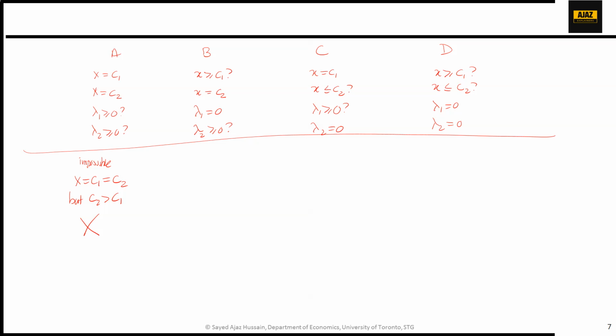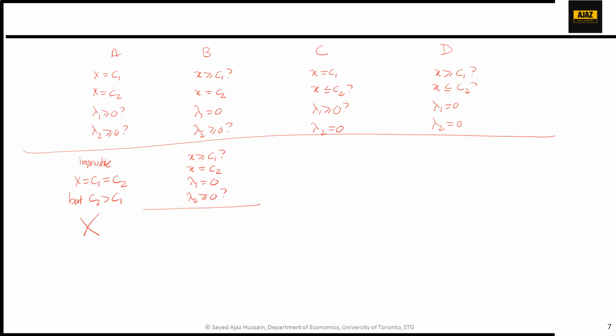So you can see the wisdom in putting, when you set this tree up, it's always better to put the x conditions on the left and the lambda conditions on the right. That way you'll always get the same familiar form. B would then be a boundary solution, C would be a boundary solution, D would be an interior solution. Now here we know that x is required to be bigger than c1. Is it? X for sure is c2. Lambda 1 is equal to 0, and lambda 2 is bigger than or equal to 0.